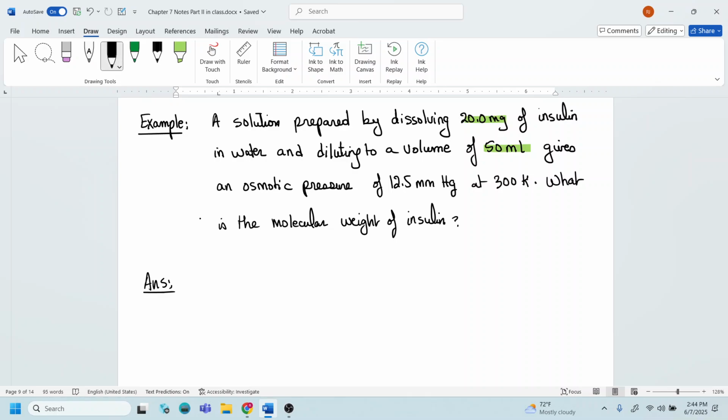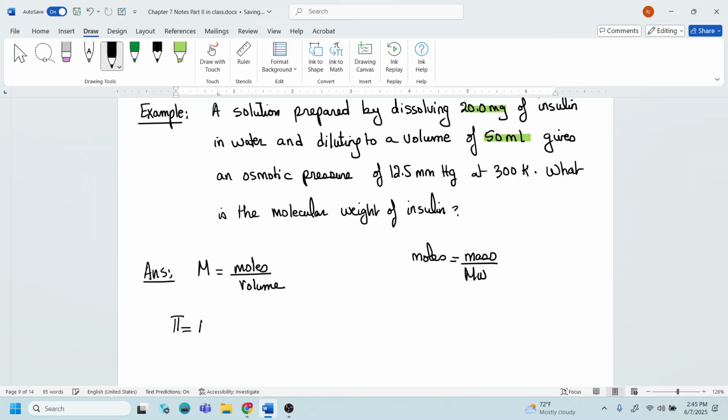So let's lay down our formulas. We know that the concentration is equal to the moles divided by the volume. This is one thing, right? And the osmotic pressure is equal to i times the concentration times R times T, right? So can't I make a relationship between the concentration and the molecular weight? Well, I know that the concentration is equal to the moles divided by the volume, right? Okay, what is moles? Moles is equal to the mass divided by the molecular weight. So the concentration is the mass divided by the molecular weight times the volume.